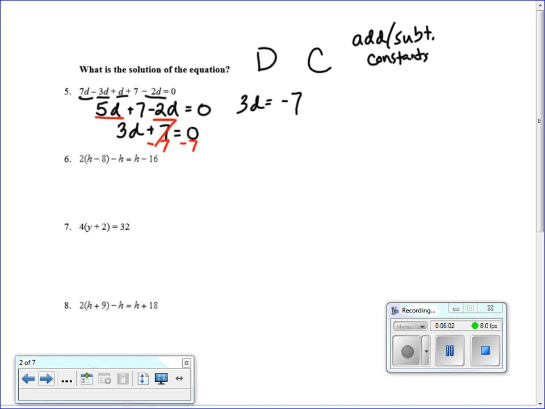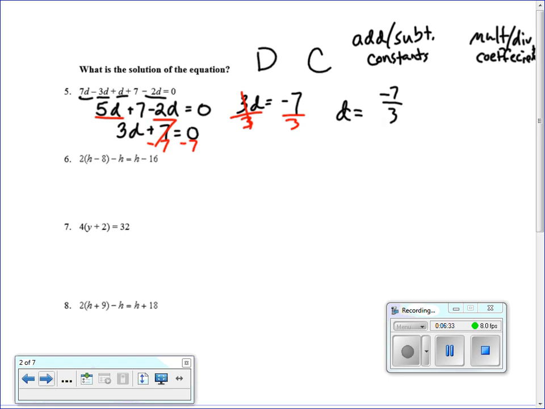Last step is to multiply or divide by the coefficient. So the coefficient that's in front of the d is 3, so we're going to divide both sides by 3. Making our solution d is equal to negative 7 over 3.